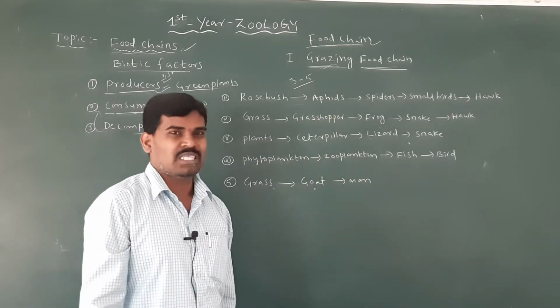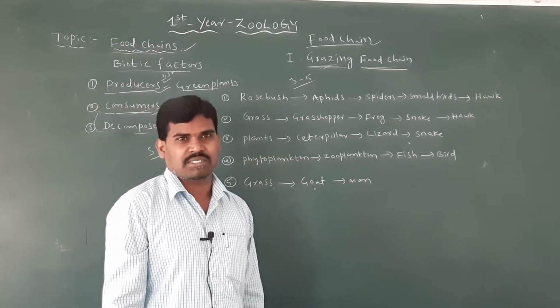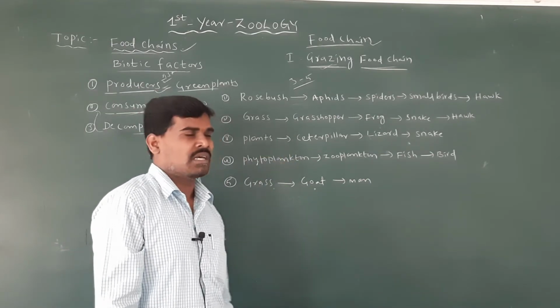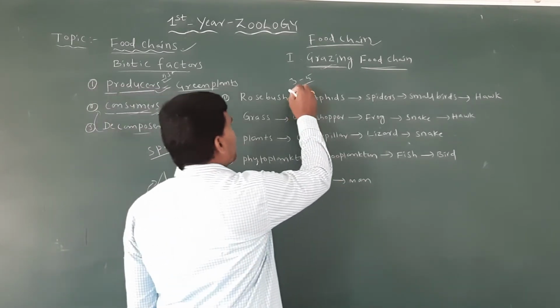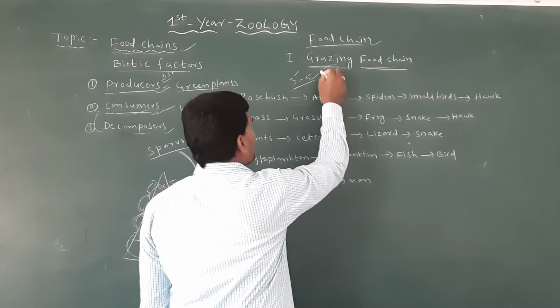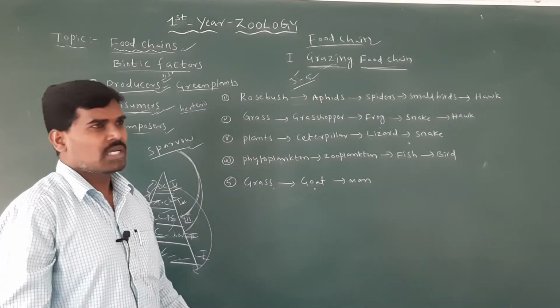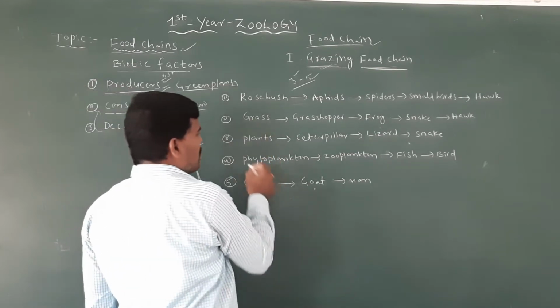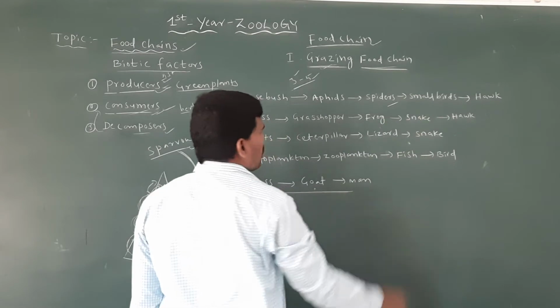The food chains are of three types. The first one is the grazing food chain. Grazing food chains start with grazing animals, the cattle and other herbivores. How many trophic levels do grazing food chains have? 3 to 5 trophic levels. Some have only 3 trophic levels, some 4, some 5.